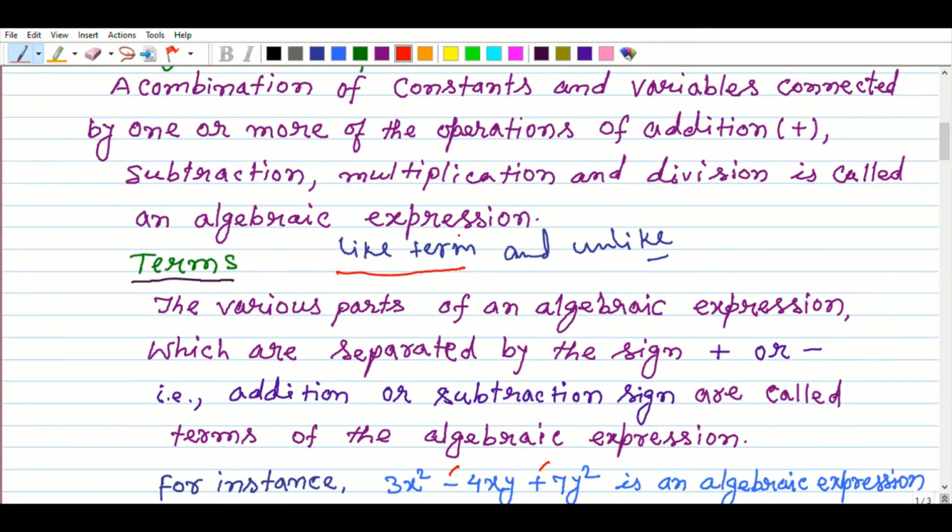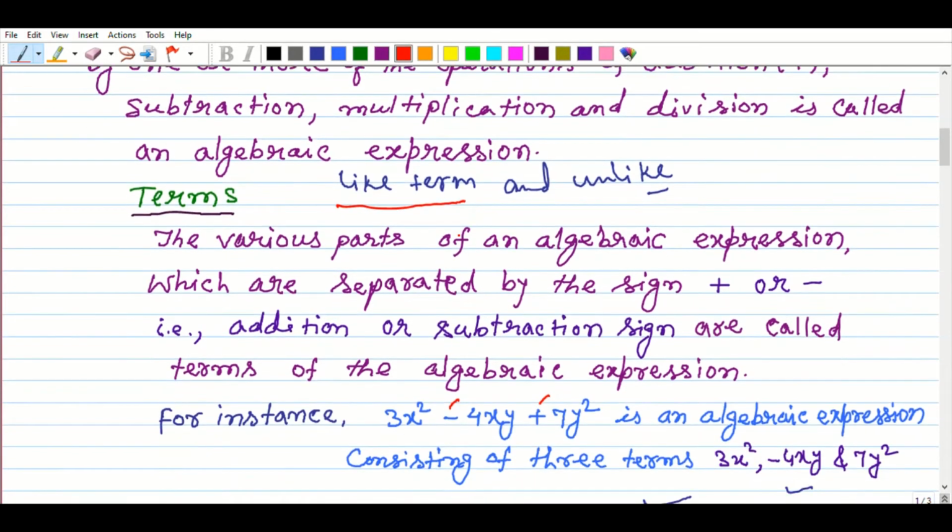Now take the example. For instance, 3x square minus 4xy plus 7y square is an algebraic expression consisting of three terms, right? Which are the three terms? 3x square, comma, minus 4xy and 7y square.